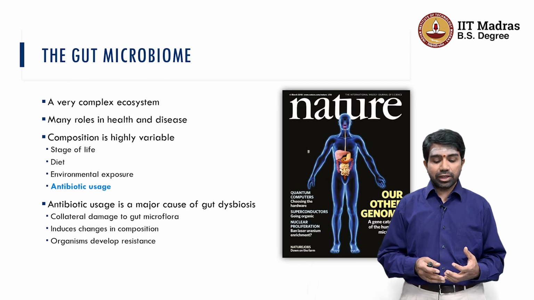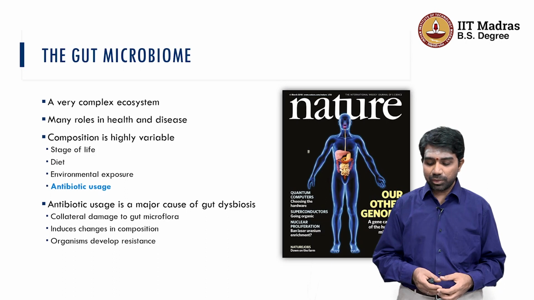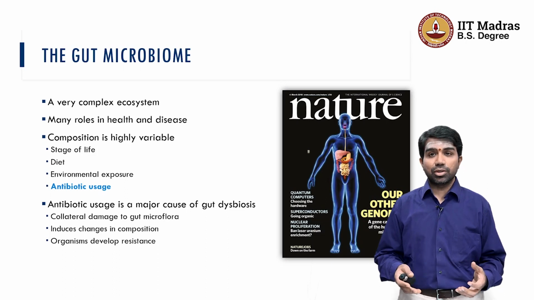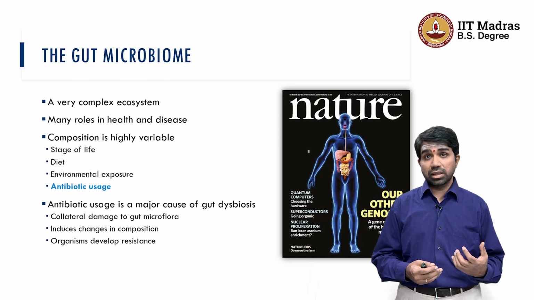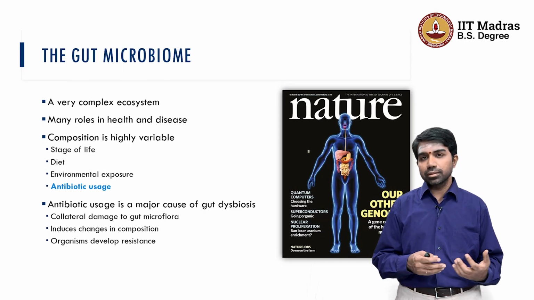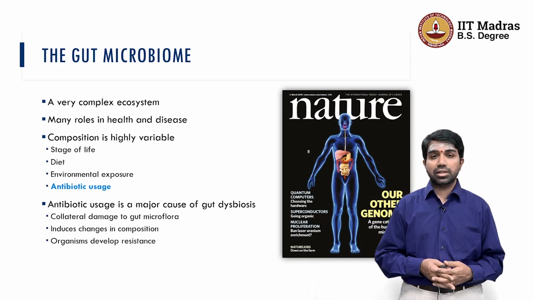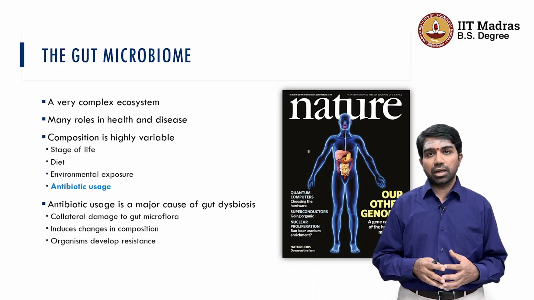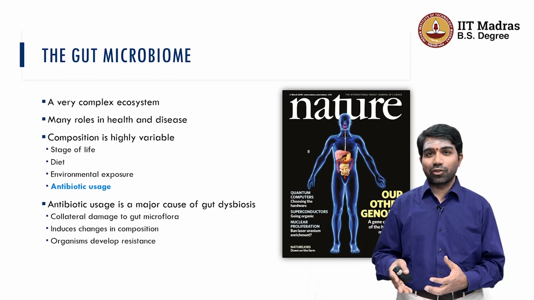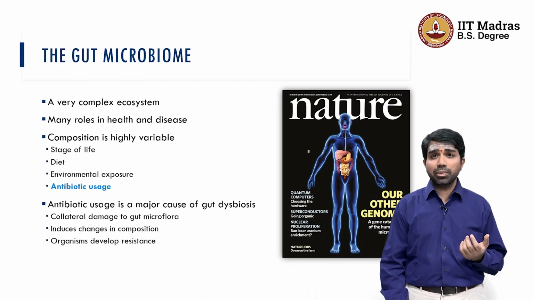The gut microbiome itself is a very complex ecosystem. For example, this was a very famous cover page of Nature which says it is our other genome, because the gut microbes in the body outnumber human cells by several factors. Anywhere between 3 and 5, and sometimes even as many as 10, has been estimated, but I think the currently accepted number is about 3 to 5 times the number of human cells is the number of microbial cells in the body. And the composition of this gut microbiome is highly variable.